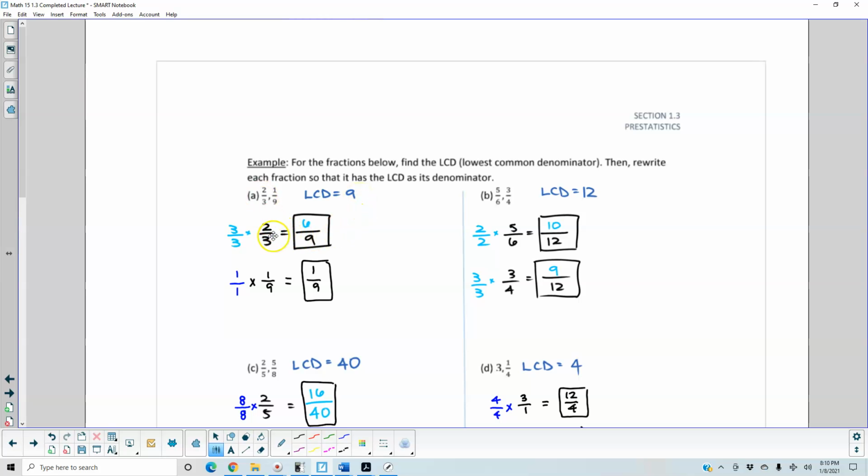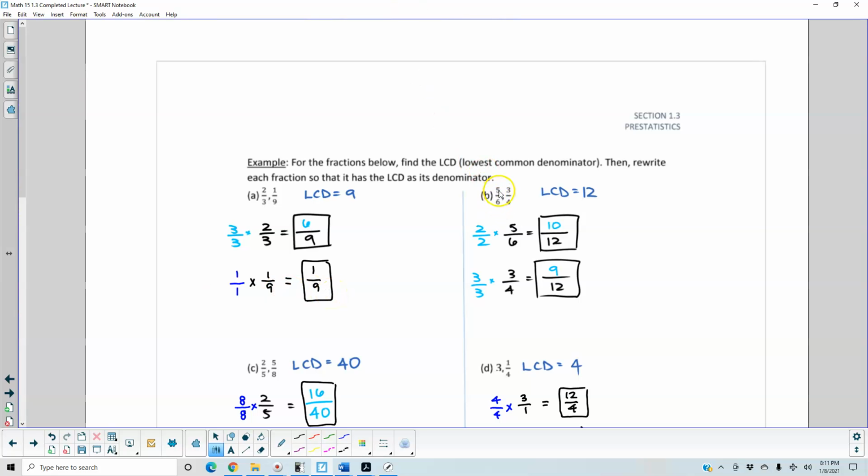So if we take 2/3 and multiply the numerator by 3 and the denominator by 3, we would get a denominator of 9. So 3 times 2 is equal to 6. 3 times 3 is equal to 9. For 1/9, the denominator is already 9, so technically we'd have 1 over 1 times 1/9. Well, 1 times 1 is 1, and 1 times 9 is 9.